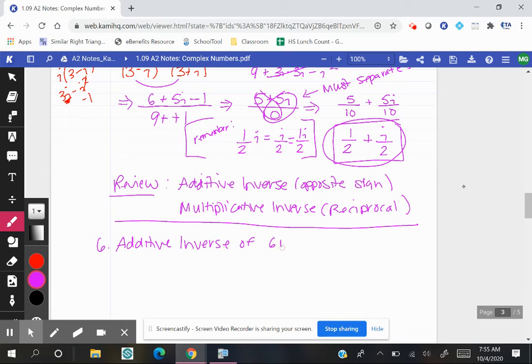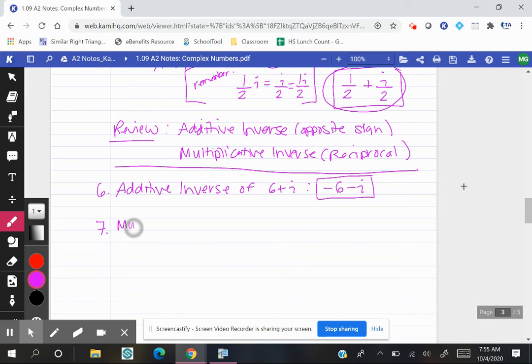of 6 plus i. So if I want to figure out what the opposite signs are, or what could I add to 6 plus i to get 0, I'm just going to negate every term. So I would negate the 6, it's positive, it becomes negative. The i is positive, it becomes negative. So that would be your additive inverse of 6 plus i.